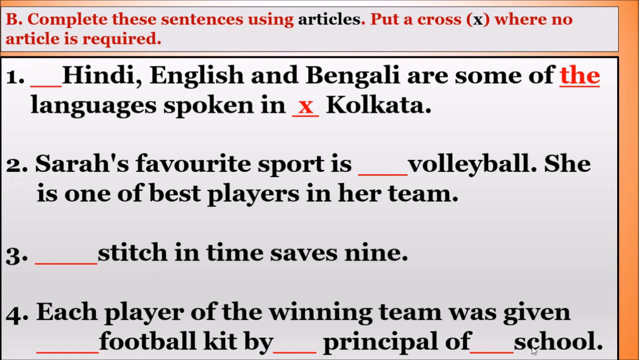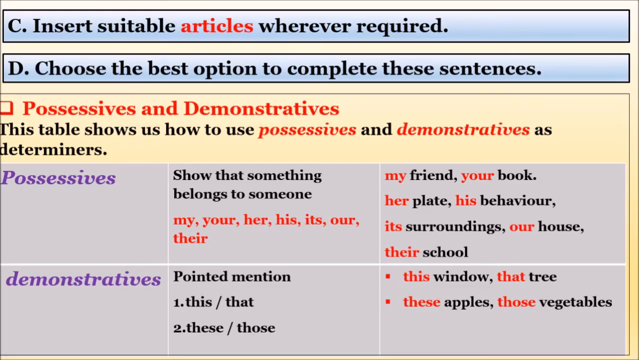Now we have spoken, right? For industries, institutions and organizations, we have to use "the". The principal is the head of the institution, so to give respect we use "the" here, and a football kit is one among many, so we use "a". Each player of the winning team was given a football kit by the principal of the school. There are also 15 questions here, children, and you have to finish the remaining answers. Okay guys, now let us check the next exercise.